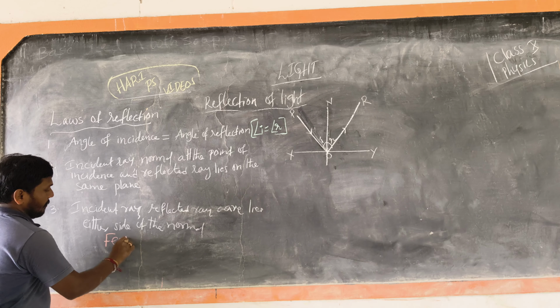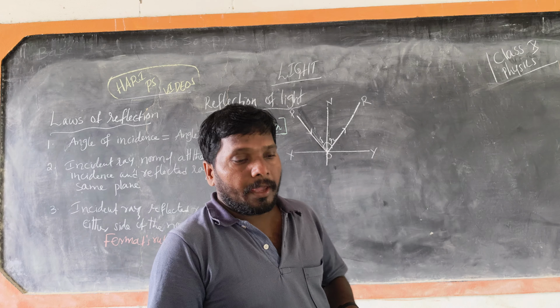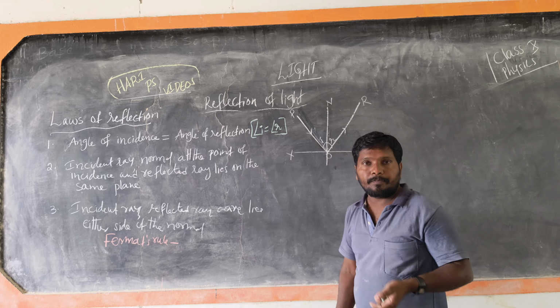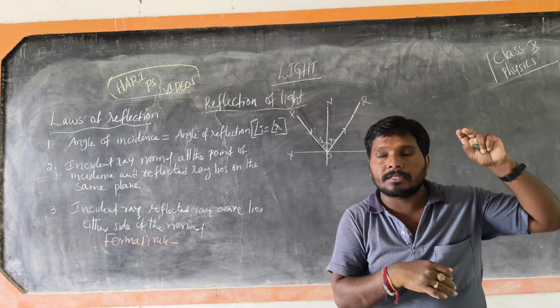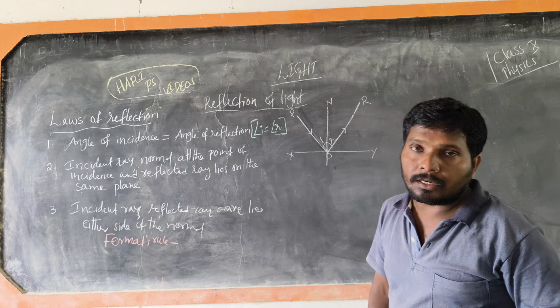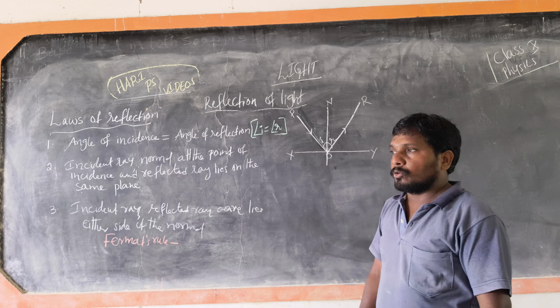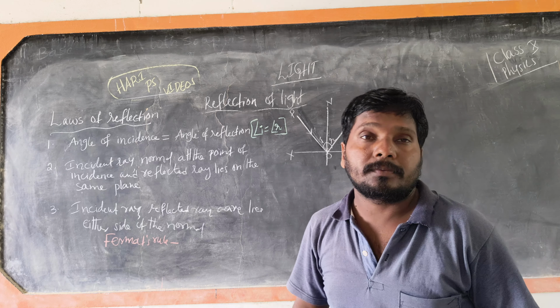Fermat's rule. Everybody in our day-to-day life needs a shortcut, right? In a short period of time, we should become rich. In a short period of time, I want to do this, I want to become like this, right? Everybody thinks about the shortcut. Whenever we want to make a plan for a trip, we think about whether any shortcut ways are there, right? Similarly, light also chooses a shortcut path.